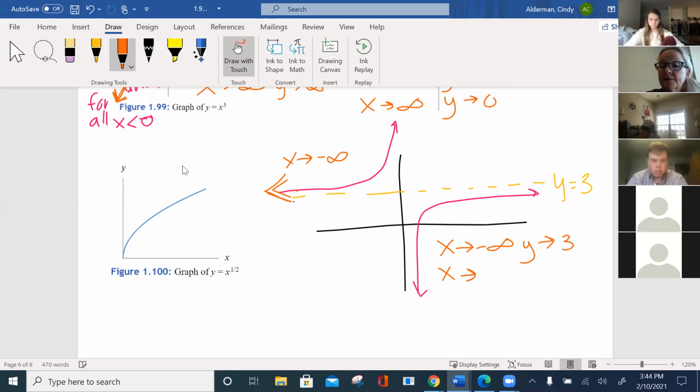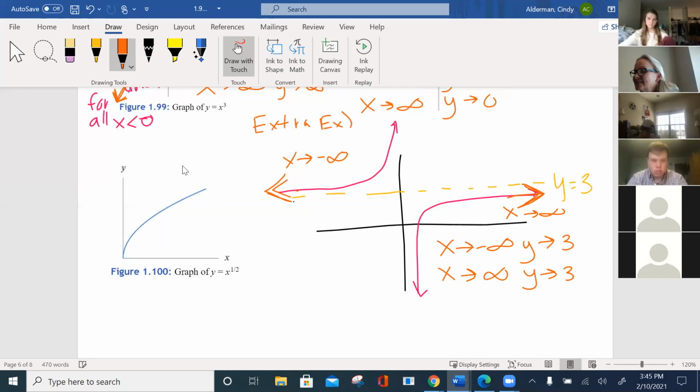And then as x is getting bigger, positive infinity, that would be this side of the graph. And on this side of the graph, it's not getting bigger like this, right? It's getting closer and closer to that horizontal asymptote of 3. Okay. I think I'm getting it. Thank you. Yeah, you're welcome.